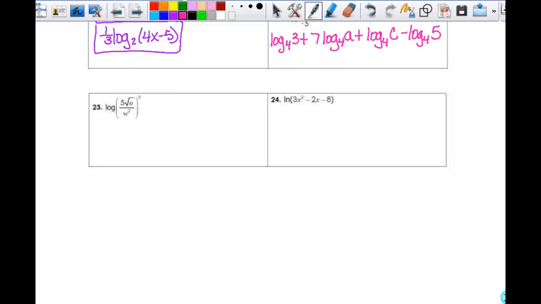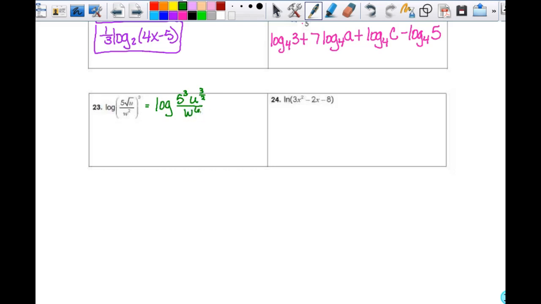All right, so on 23, we got a couple of options. But I think the best thing to do is go ahead, Amy, you could bring the 3 out front here and then take care of everything on the inside and distribute, or you could go ahead and distribute that exponent, which might be a good idea. So this becomes log of 5 to the 3rd, and this square root is going to be 1/2, so that's u to the 3/2 over w to the 6th power. So it's just already all in there.